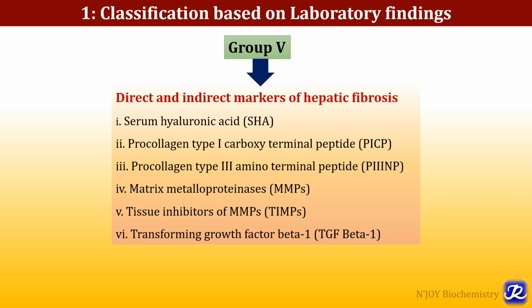Group 5 LFTs are direct and indirect markers of hepatic fibrosis, and these are serum hyaluronic acid, pro-collagen type 1 carboxy terminal peptide, pro-collagen type 3 amino terminal peptide, matrix metalloproteinases, tissue inhibitors of matrix metalloproteinases and transforming growth factor beta 1. These tests are not routinely done as liver function tests, but they are included in group 5 as they are direct and indirect markers of hepatic fibrosis.